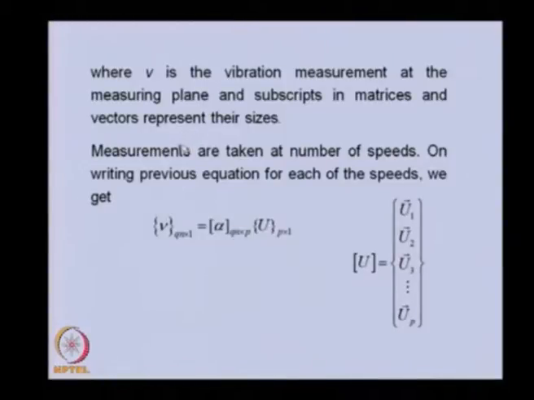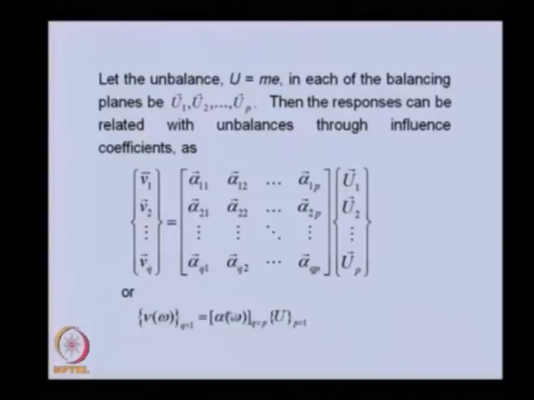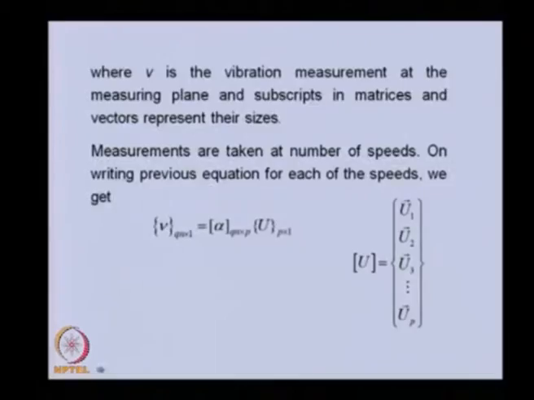So, now we can have the measurement at a number of speeds. We can vary the rotor speed from maybe omega 1 to omega n, in the range of speed in which we want to operate the rotor, and we can write the previous equation for that many speeds. So, we will be having that many equations corresponding to these speeds. All those equations we can combine like this.